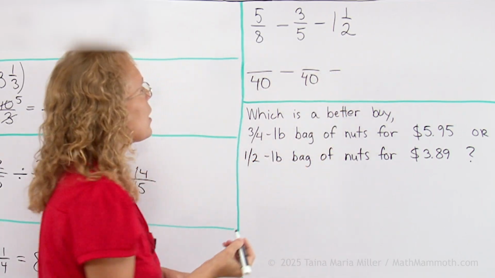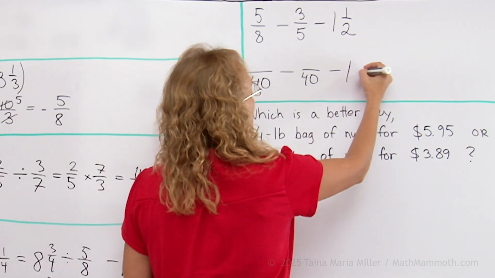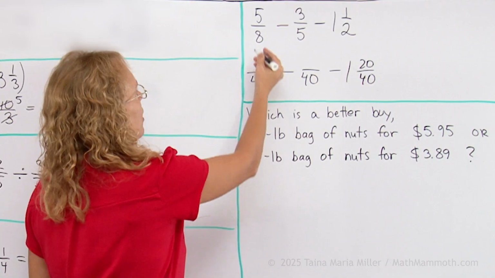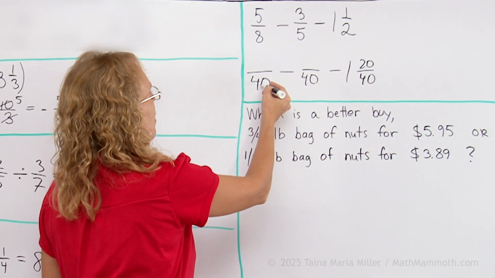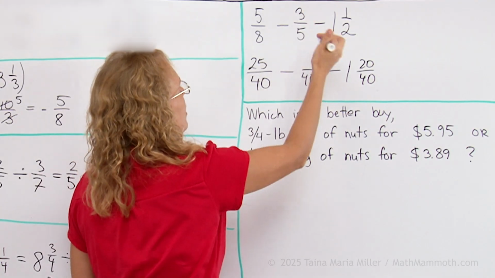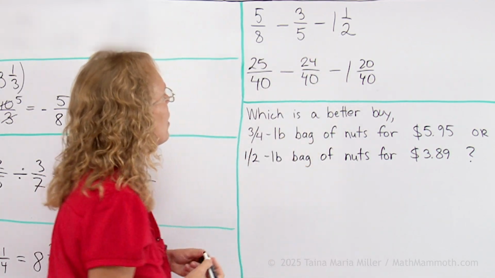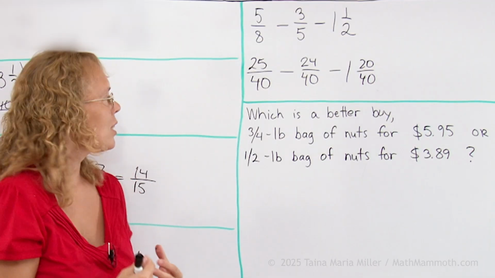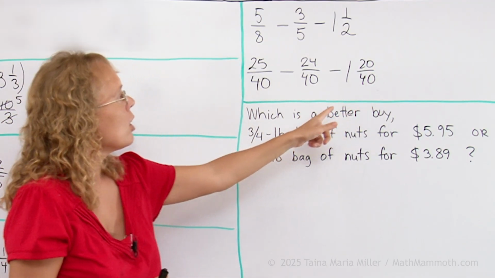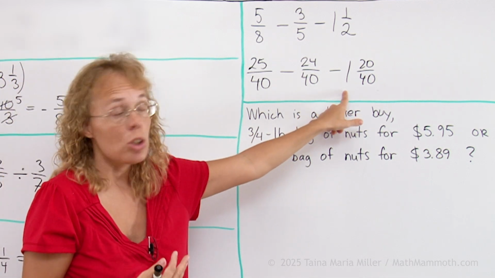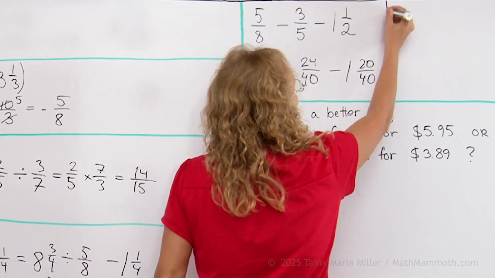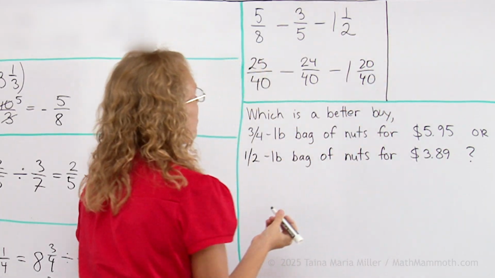And then this last one will be 1 and 20/40. Over here we have 8 times 5 is 40, so 5 times 5. 5 times 8 is 40, so 3 times 8, 24. Now there's several ways to proceed. I could subtract these two first and then go on to this one. Or I could write this as a fraction too at this point already. I'm gonna go over there now.